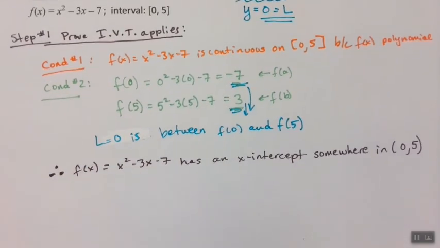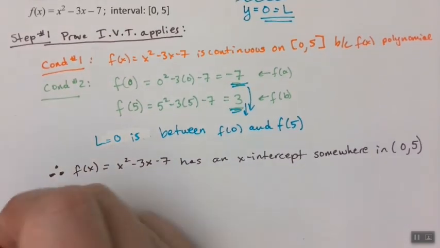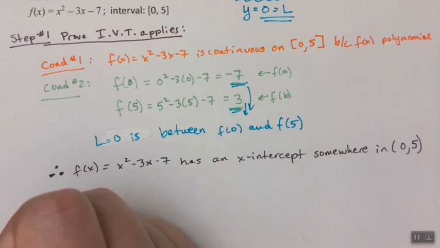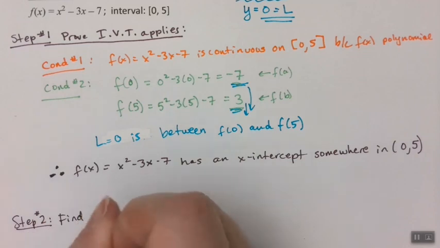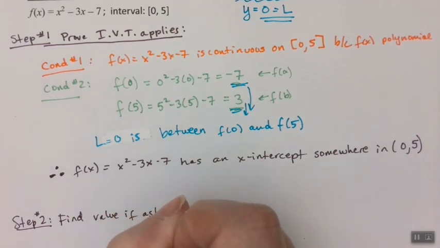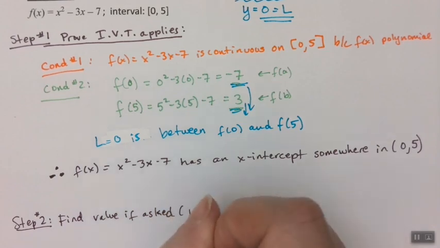Step 2 would be to find it if they asked me, but they actually didn't ask me. So step 2 would be to find the value if asked, but we were not asked. Not for this example.